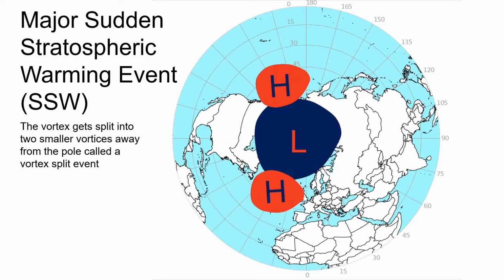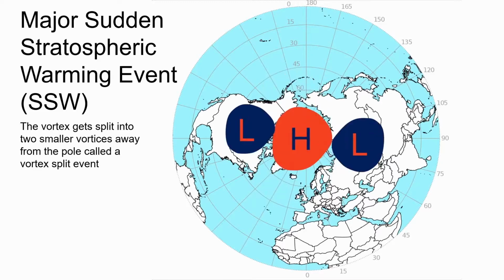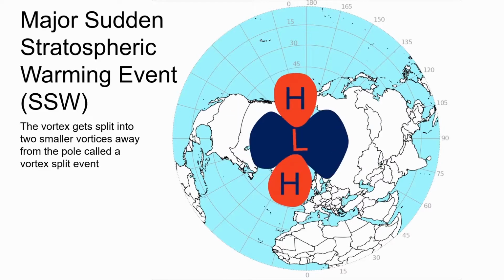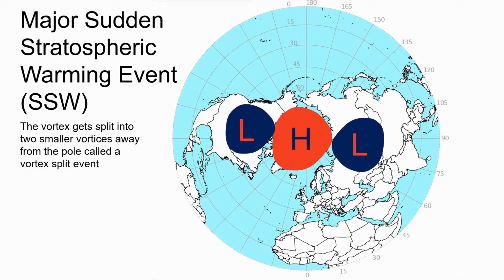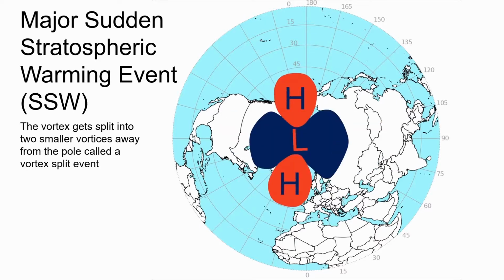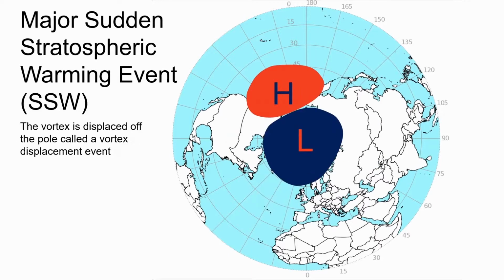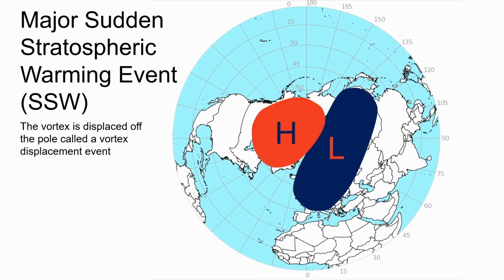As represented here, one is called a vortex split. The vortex is squeezed by two areas of high pressure, which cause the vortex to break into two smaller vortices over the continents. The second type of an extreme vortex weakening event is called a vortex displacement. The vortex is pushed by a large area of high pressure, which causes the vortex to move its location over the Eurasian continent.